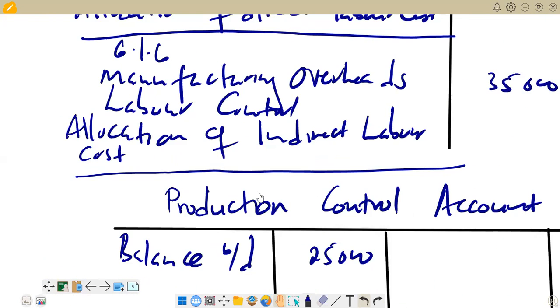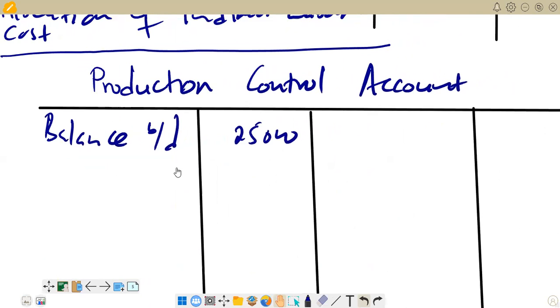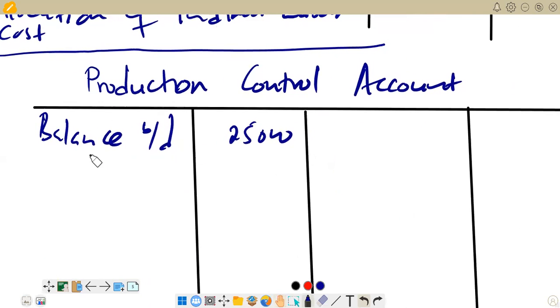So we go there in our production control, go to the debit side, we are debiting. And remember the description there is material control. And the amount that we have there, 7,450.